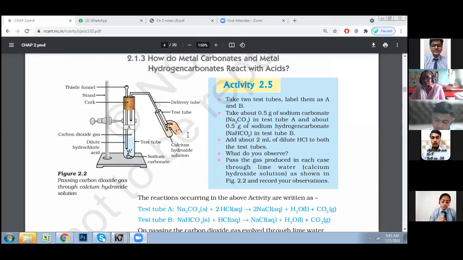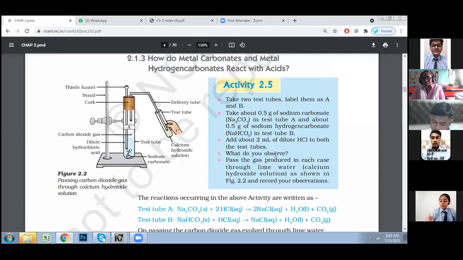What do you observe in activity 2.5? The question is there, add 2 ml of dilute HCl to both the test tubes. What do you observe? So write down, we observe brisk effervescence of the gas. In bracket, please write down carbon dioxide. The gas is carbon dioxide.